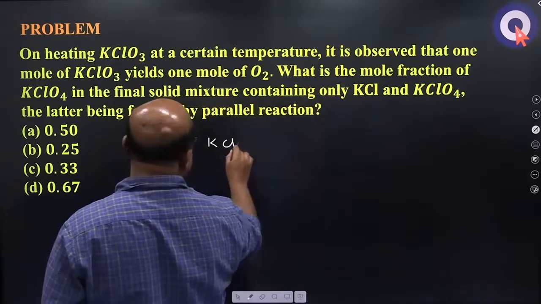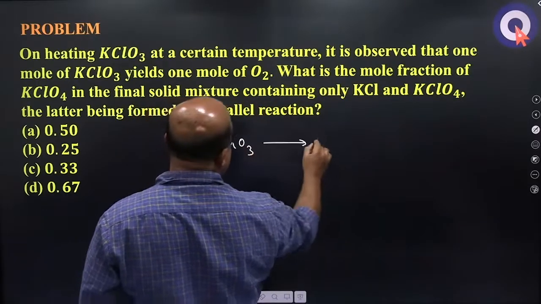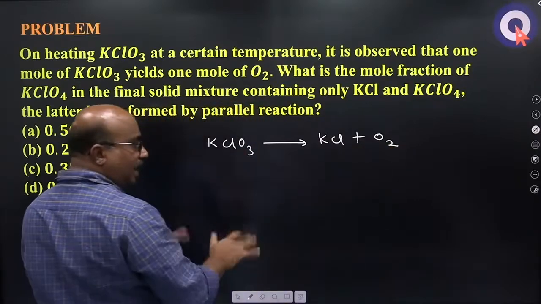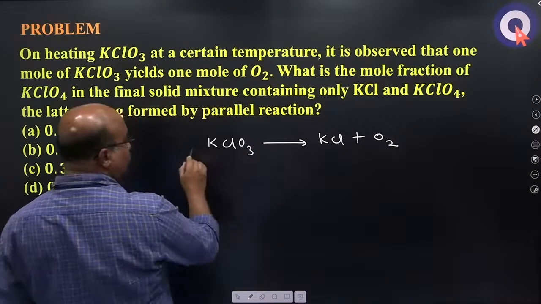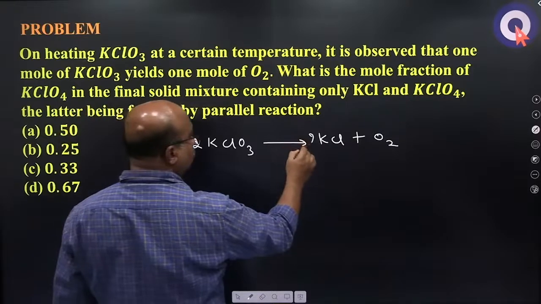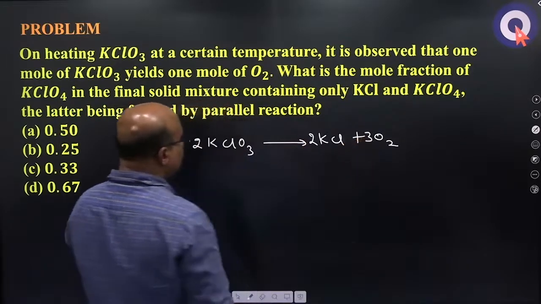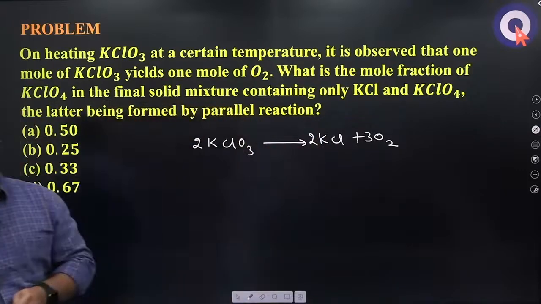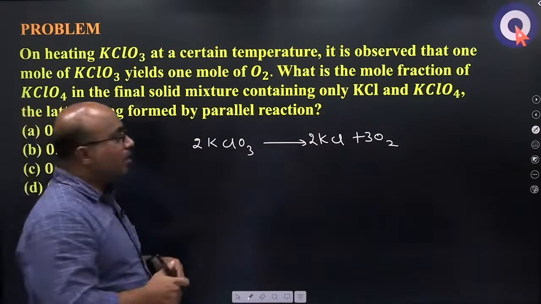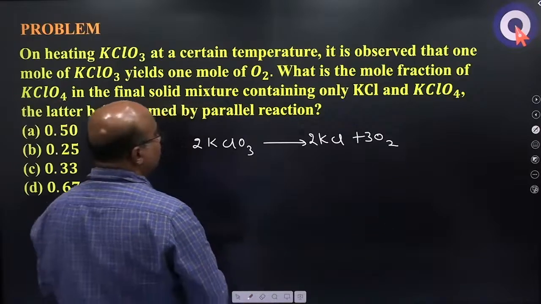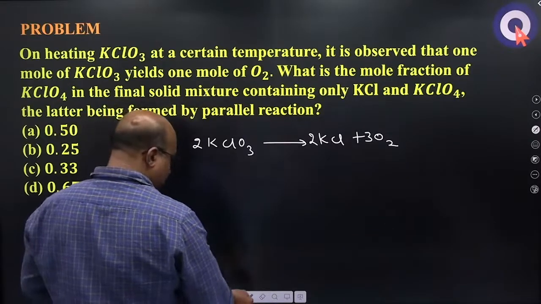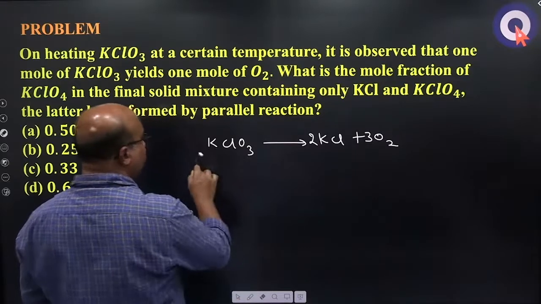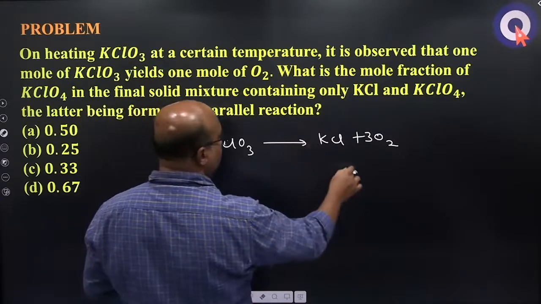Means let us say KClO3 if it is heated, you will get mostly KCl and O2. Suppose you write like this, then this is 2 moles, and this is 3. So 2 moles is giving 3 moles. Getting it? So that may not be the case in this situation, because when we take like that, the given condition will not be satisfied.